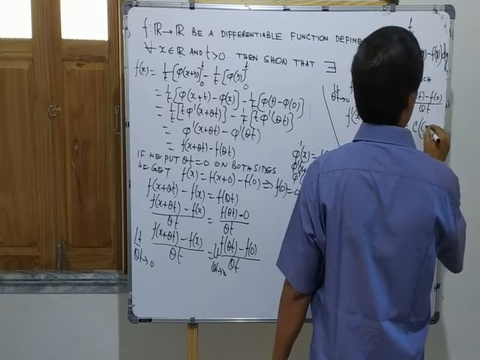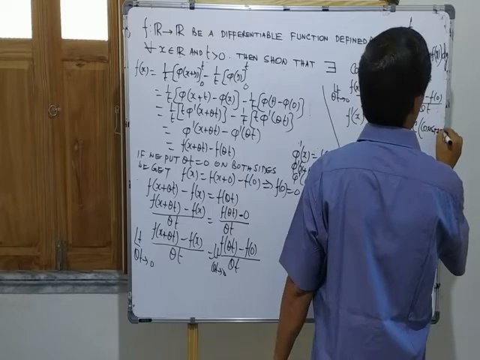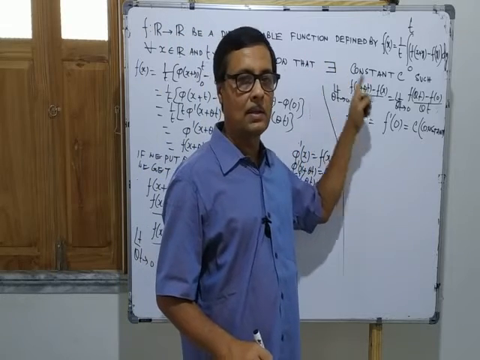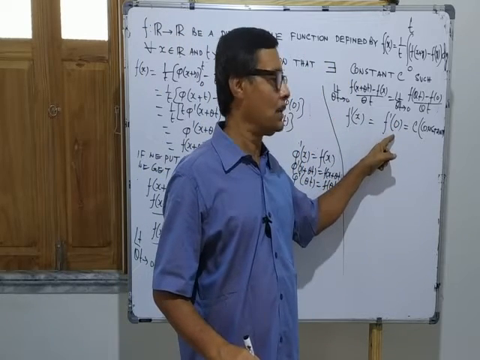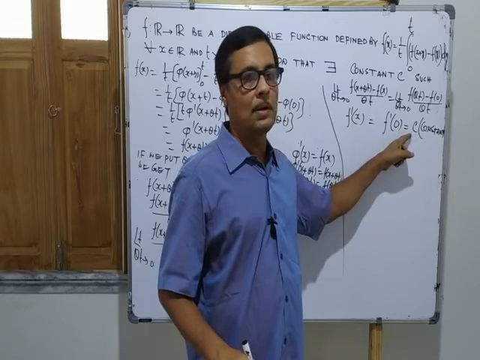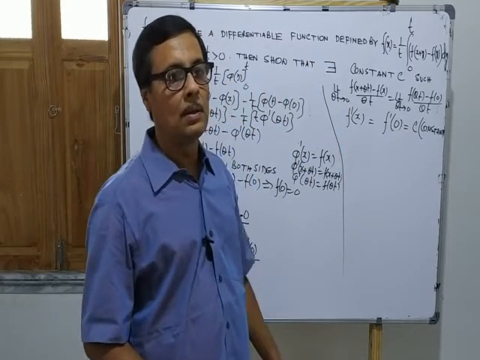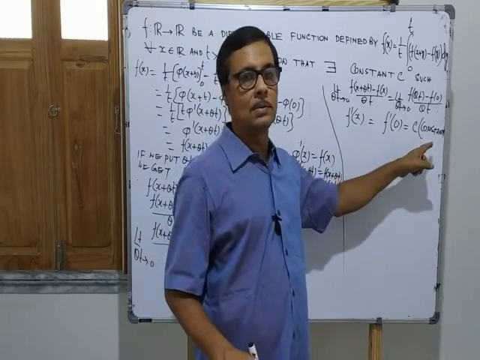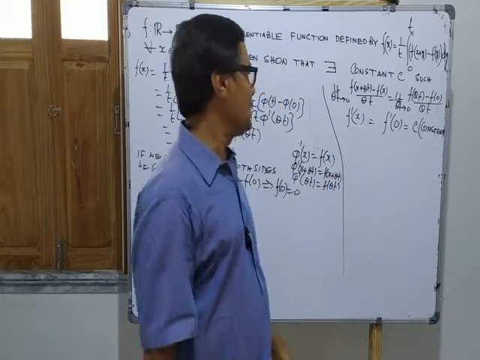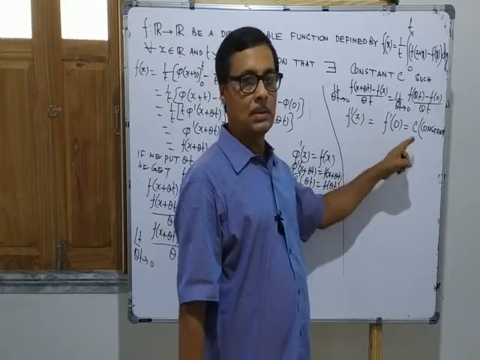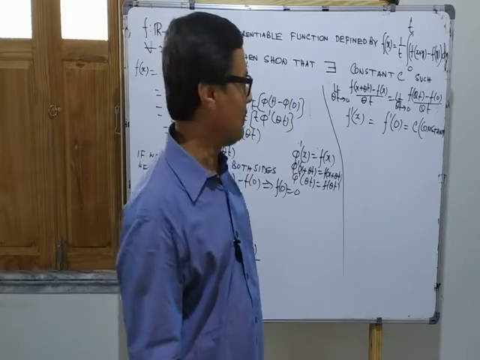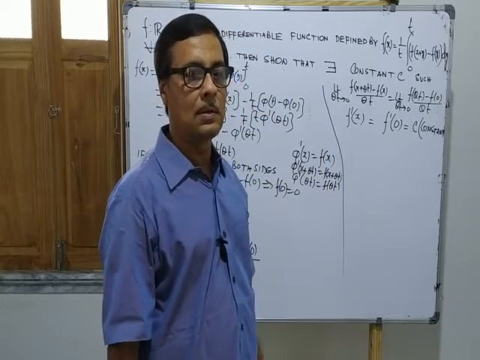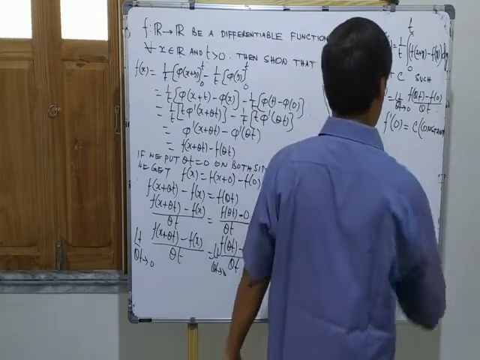F dot 0 is the particular value of the derivative of the function f x at x equal to 0. So this can be treated as a constant, and this constant exists in the set of real numbers. There exists a constant c such that f dot x equal to c. That is, the function's derivative is constant, and c is a real number.